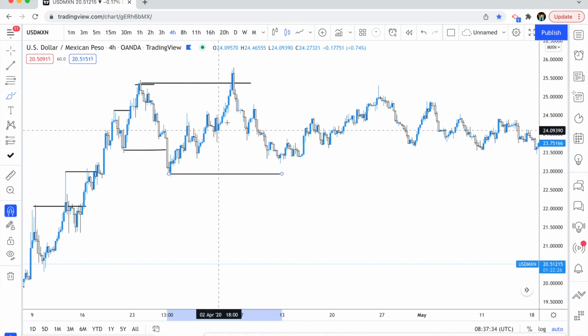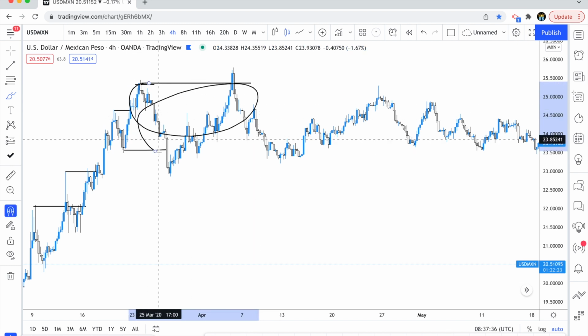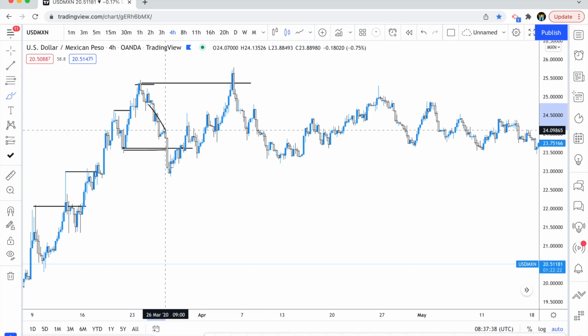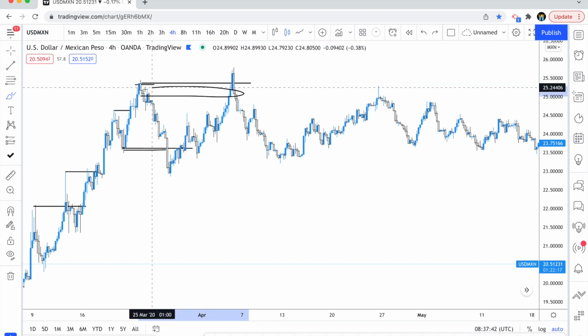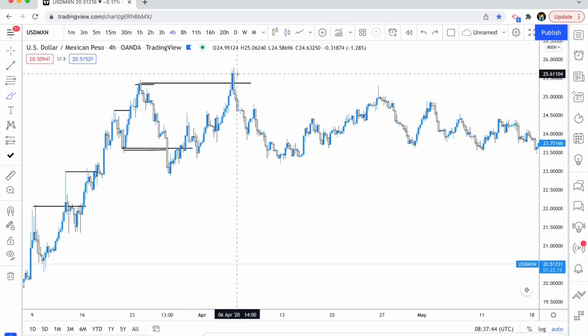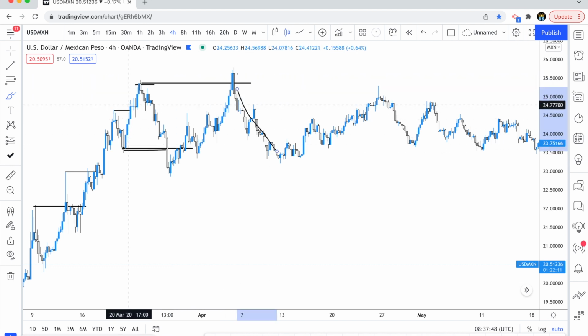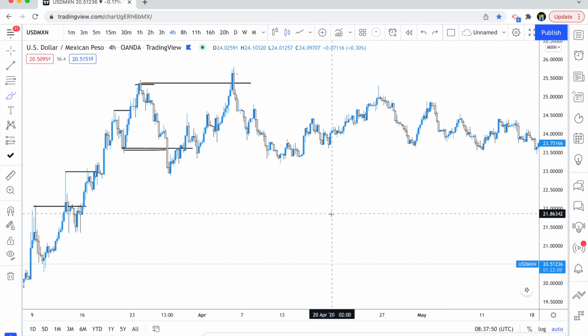Okay, so this would not be considered a CHOCH because price broke below and price broke above the high here. It needs to respect your order block in here. Okay, so price takes out liquidity from here, so we would not consider this as the real CHOCH. We would consider this as a real CHOCH.